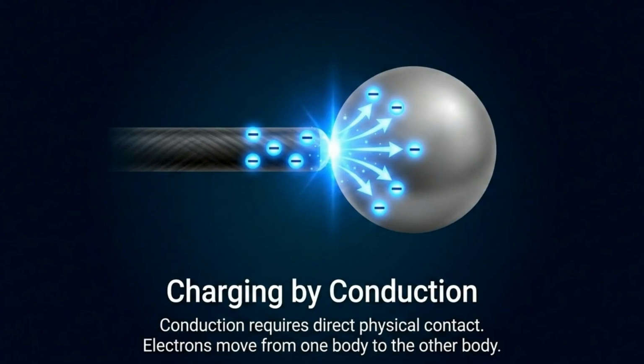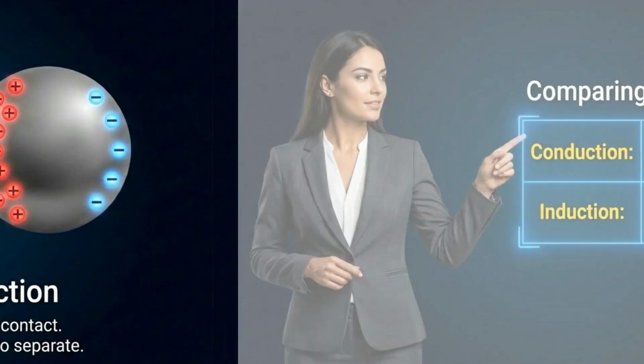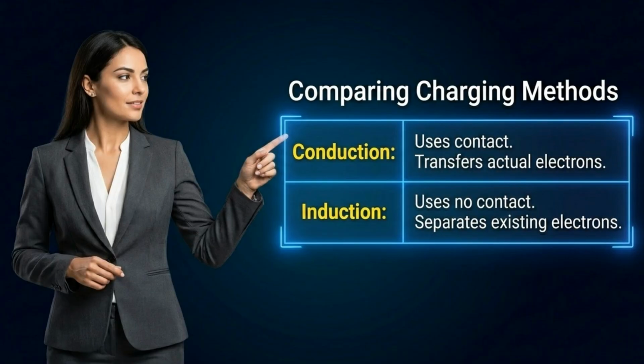Charging by conduction requires direct physical contact. Electrons move directly from one body to another during this process. In contrast, charging by induction requires no physical contact. An electric field forces charges to separate within the object being charged. Comparing the two methods, conduction uses contact and transfers actual electrons, while induction uses no contact and only separates existing electrons.